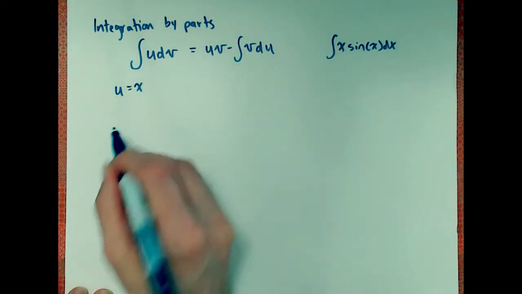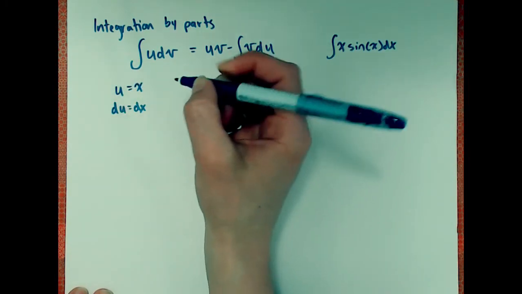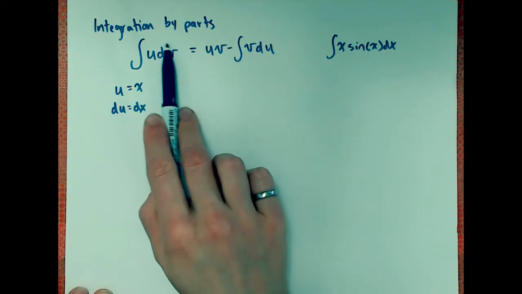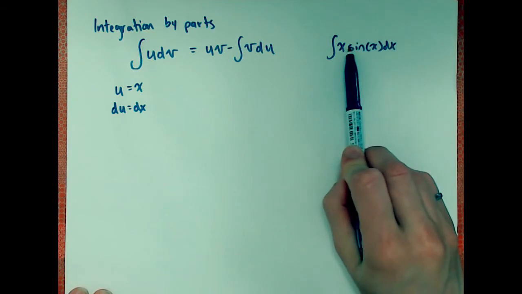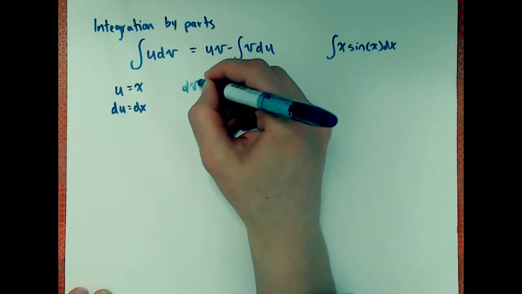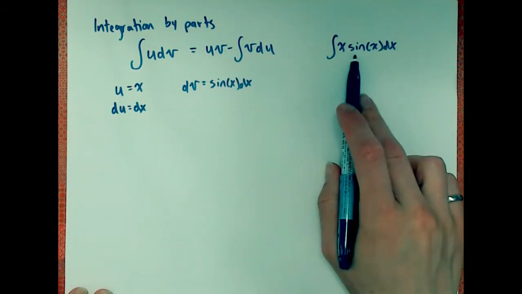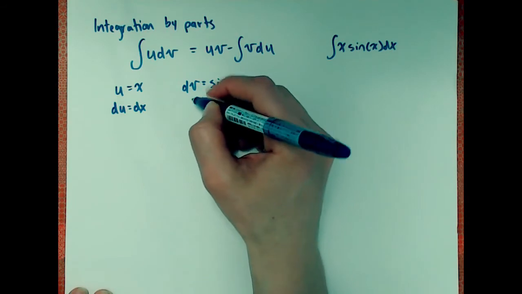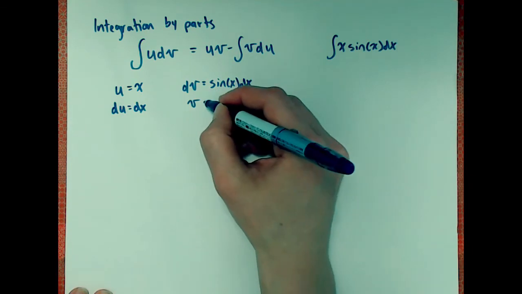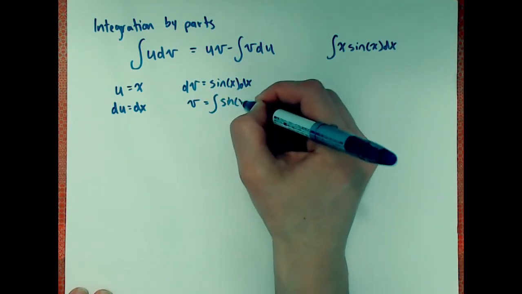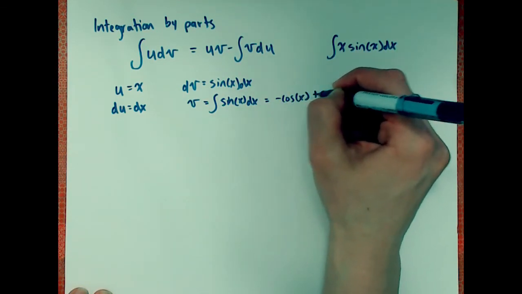From here, if I take the derivative of both of these, I'll have du equals dx. And then I'll set dv here as this second part, sine of x dx. So I'll say dv is equal to sine of x dx. If I take the integral of this on both sides, the integral of dv will just be v, is equal to the integral of sine of x dx, which is equal to minus cos of x plus c.